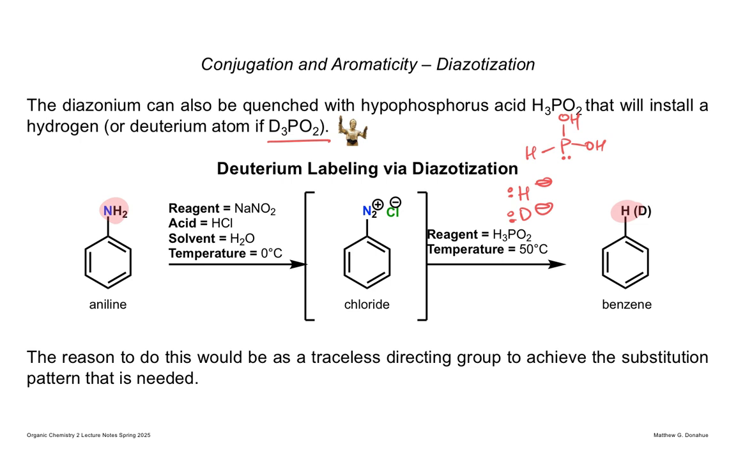And then the deuterium will obviously add another mass unit. So it's a way of looking at a structure, and if you say, I want a deuterium atom right there, this is how you would do it.